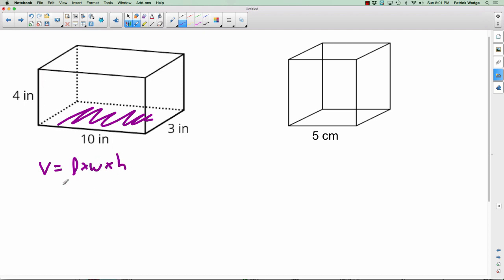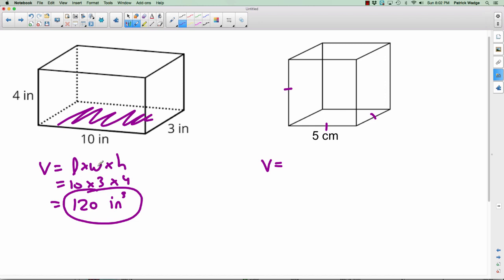So you go length times width times height. 10 times 3 times 4, which is 120. 120 what? Those are inches. When we're talking about volume, it is cubed. 120 inches cubed is your answer. This is, believe me, meant to be a cube. I could put the tick marks on here if you don't believe me, but there you go. Now it's proven to be a cube.